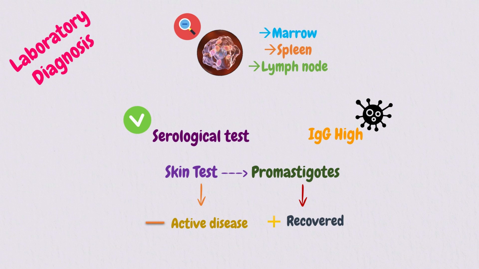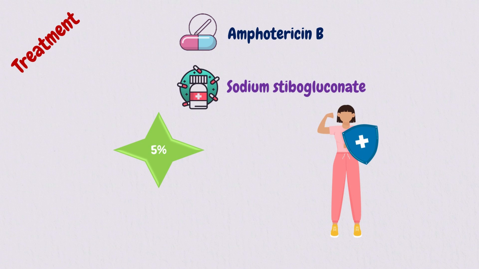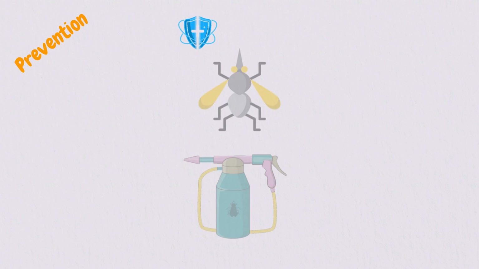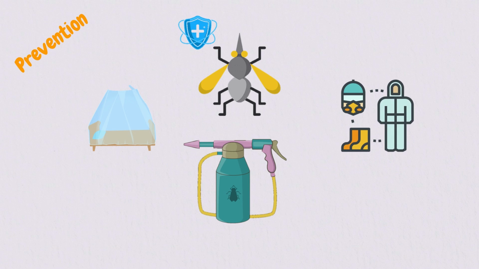Now let us talk about the treatment of Leishmaniasis. The drug of choice is either liposomal amphotericin B or sodium stibogluconate. With proper therapy, the mortality rate is reduced to almost 5%. Recovery results in permanent immunity. The prevention involves protection from sandfly bites by use of netting and protective clothing, insect repellents and insecticide spraying.